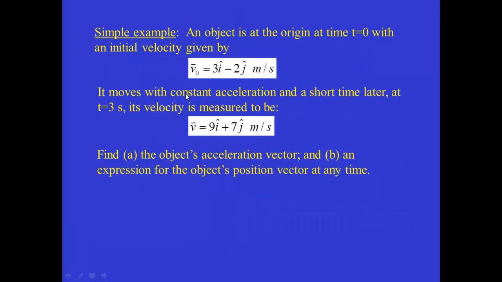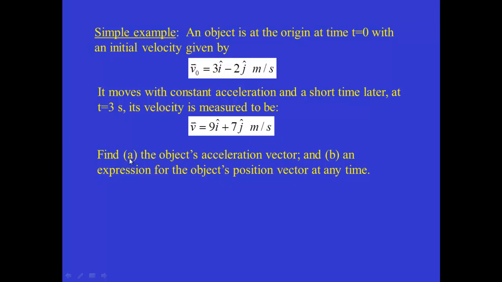Okay, what I want to do is illustrate principles of vector addition, but I also want to make use of these kinematic equations for a simple case of 2-dimensional motion. An object is at the origin at time 0 with an initial velocity given by this, v0. It moves with constant acceleration, and a short time later we somehow measure its velocity again at t equals 3 seconds, and we find its velocity to be the following: 9i plus 7j meters per second.